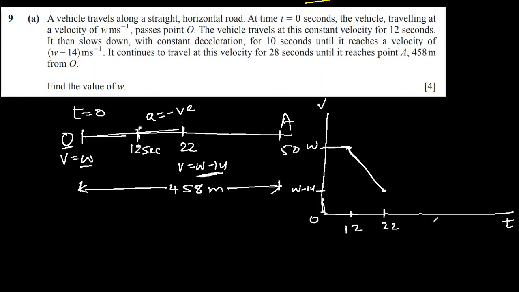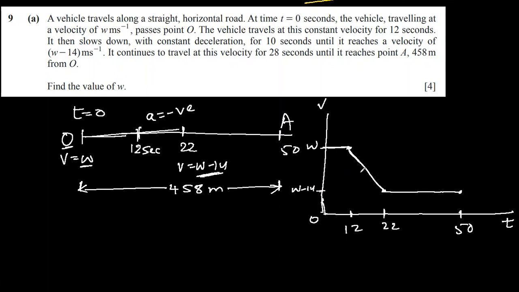And for the next 28 seconds it travels with the same speed w minus 14. So 22 and 50, let's say 50 is here. It travels at the same speed and reaches A at this speed. The total distance, the area under this graph, is 458 meters. So we will equate the area to 458 and we'll get W.